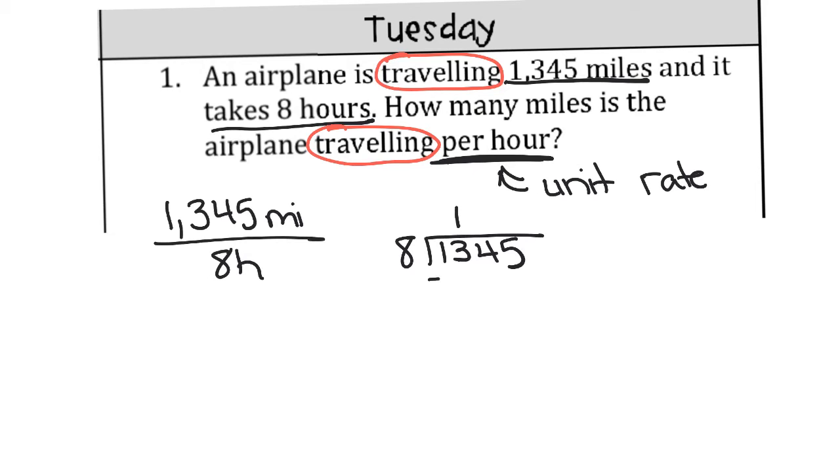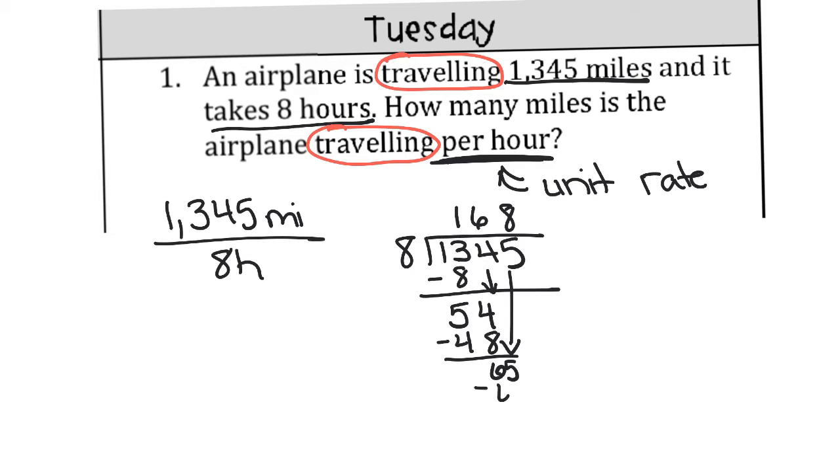We'll go in there one time. Subtract 8, you have 5 left over. Bring down your 4. 8 goes into 54 6 times. That will, 8 times 6 is 48. You have a remainder of 6. We're going to drop down that 5. 8 goes into 65 8 times, which makes 64.